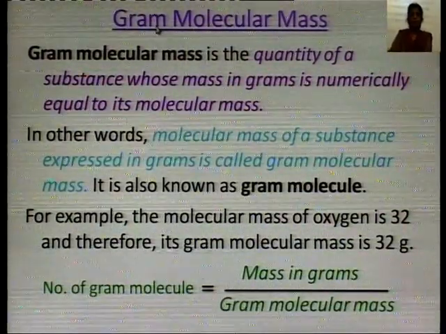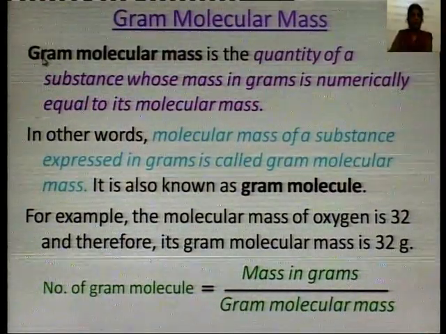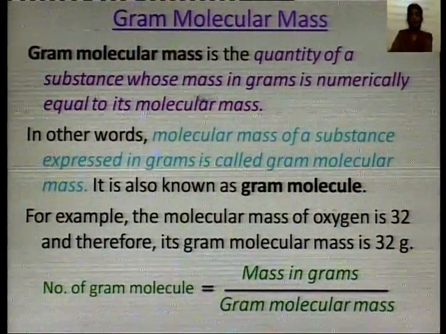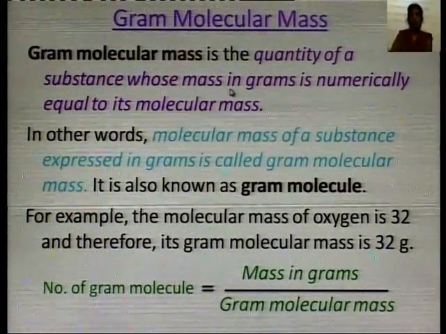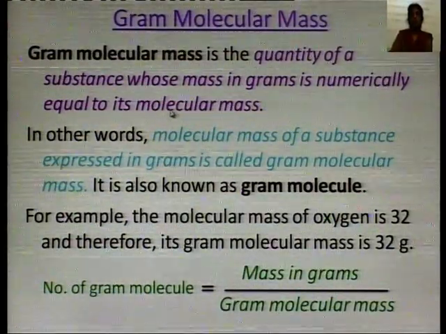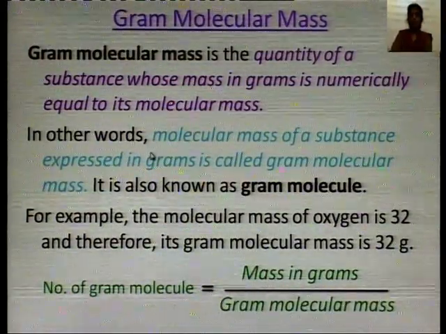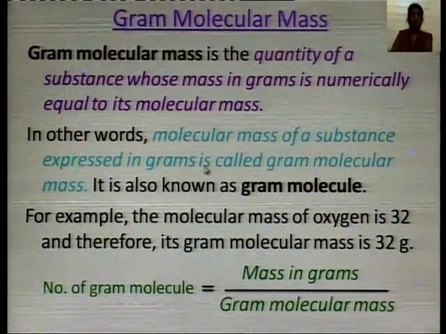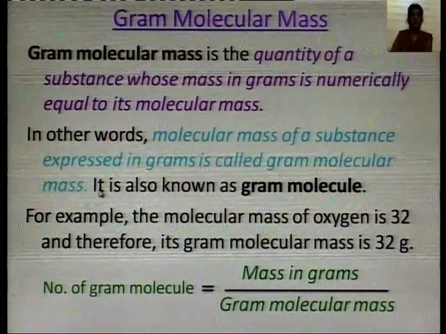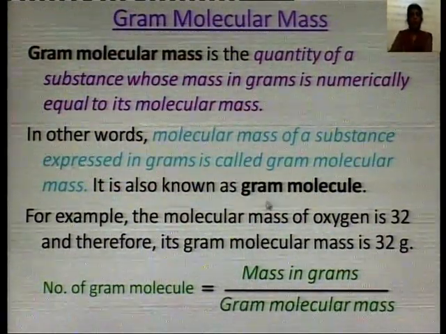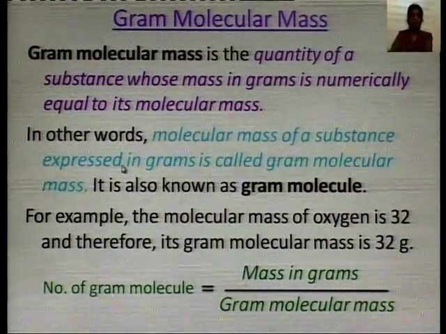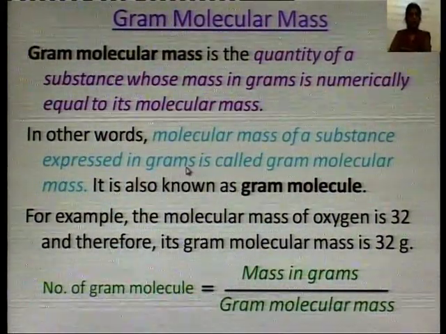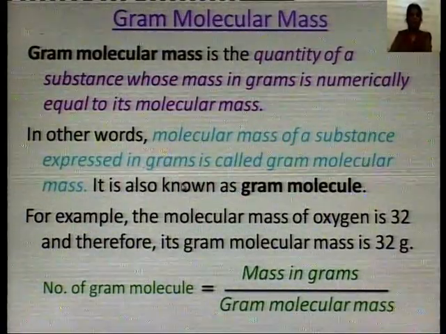Now we come to the definition of gram molecular mass. Same as for atomic mass, the gram molecular mass is the quantity of a substance whose mass in grams is numerically equal to its molecular mass. In simple words, we can say the molecular mass of a substance when it is expressed in grams is called gram molecular mass, and it is also called a gram molecule. So, what is gram molecular mass? The molecular mass which we write in AMU, when it is expressed in grams, is called gram molecular mass.